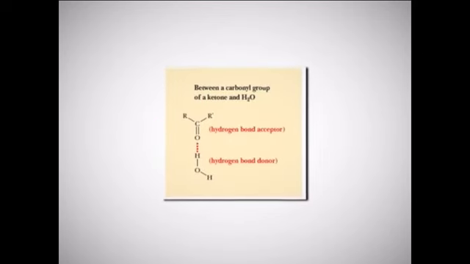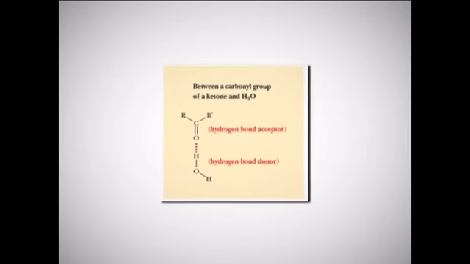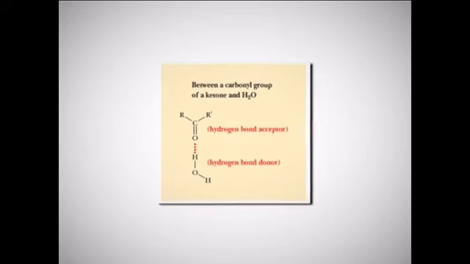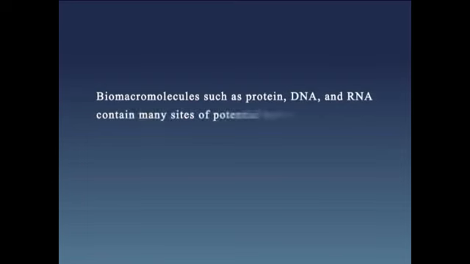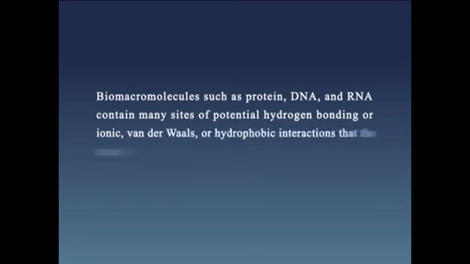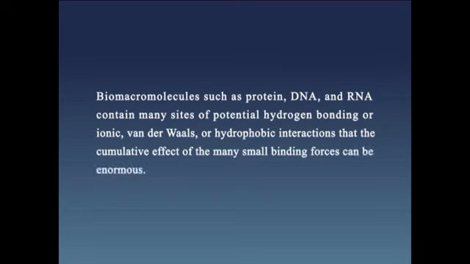Next are non-covalent bonds and interactions. Hydrogen bonding and ionic, hydrophobic, and van der Waals interactions are the non-covalent interactions. They are very much weaker than covalent bonds. Biomacromolecules such as protein, DNA, and RNA contain many sites of potential hydrogen bonding or ionic, van der Waals or hydrophobic interactions, so the cumulative effect of many small binding forces can be enormous. For biomacromolecules, the most stable structure is usually that which has maximum weak interactions.